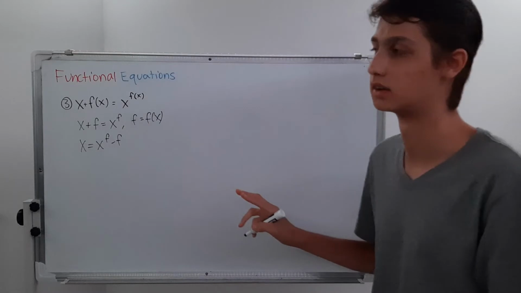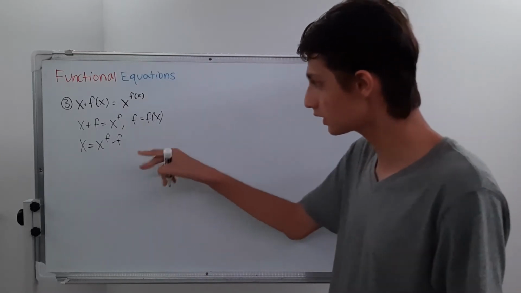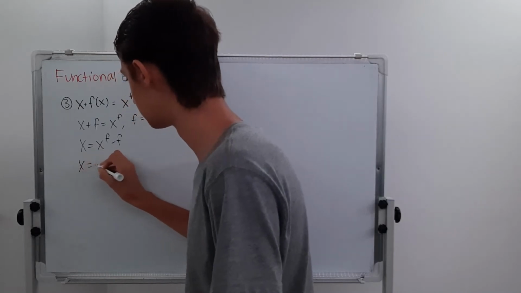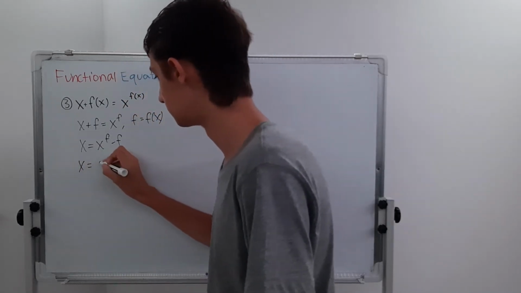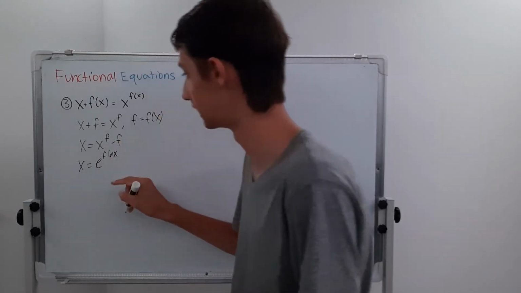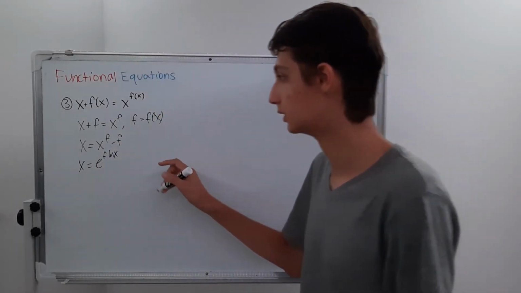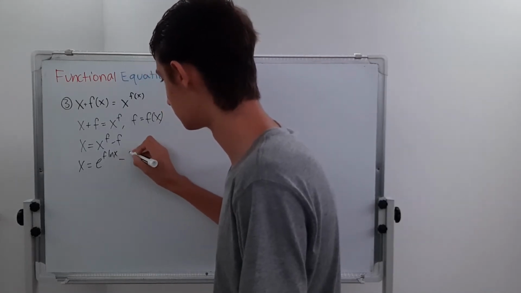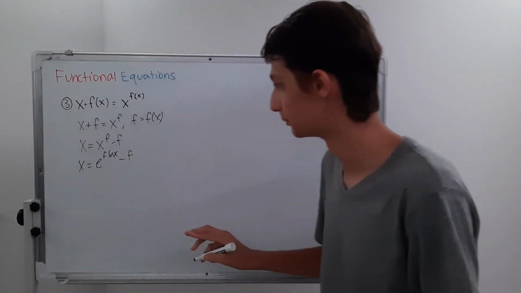So now our f's are on the same side. We can start manipulating them. You can kind of make the observation that x to the f is e to the f ln x, right? Using that trick that we used in the last one. And this is really just f. For now, we can keep it.